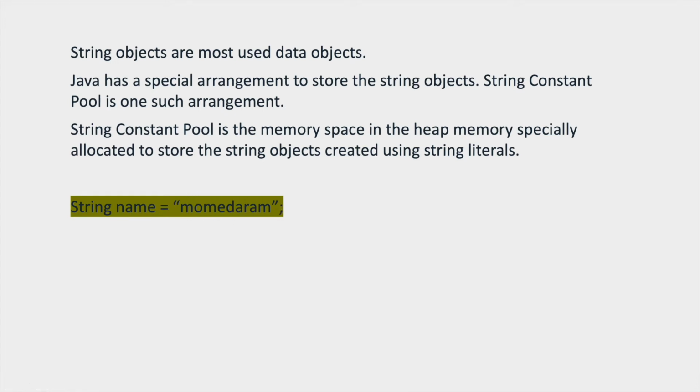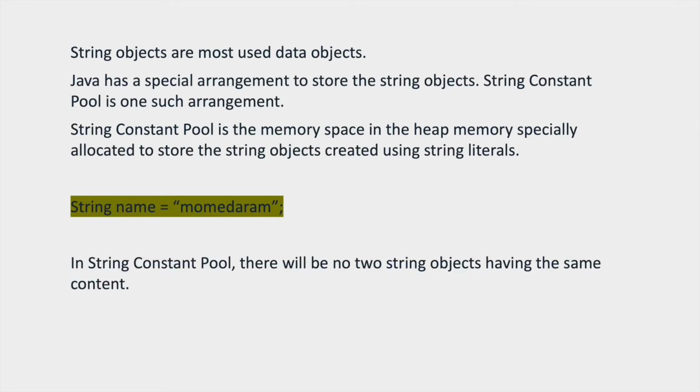Whenever we are creating a string object with a string literal, JVM first checks the content of the object to be created. If there exists an object in the string constant pool with the same content, then it returns the reference of that object. That means it won't create a new object. If the content is different from the existing objects, then only it will create the new object. So we can say in string constant pool there will be no two string objects that have the same content.